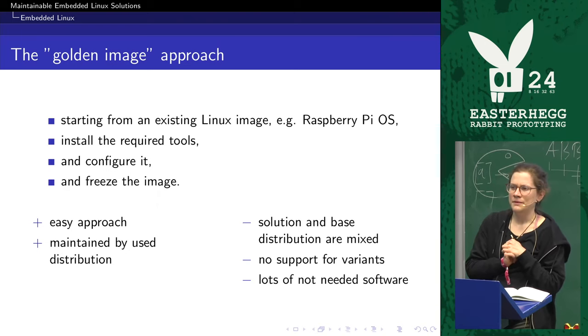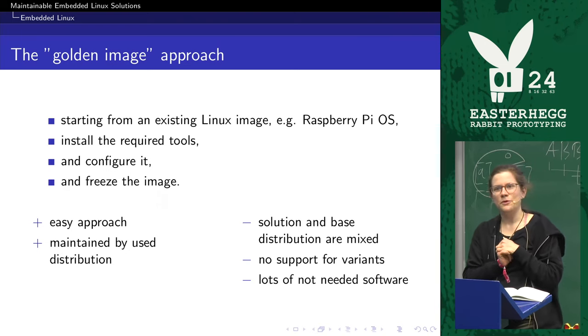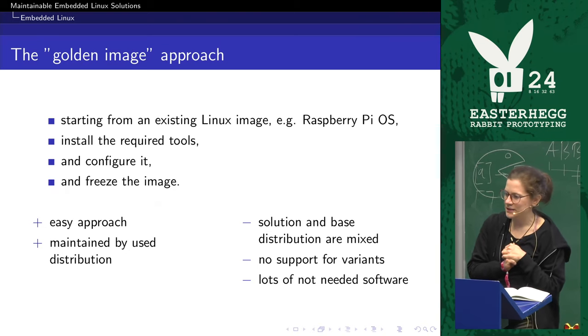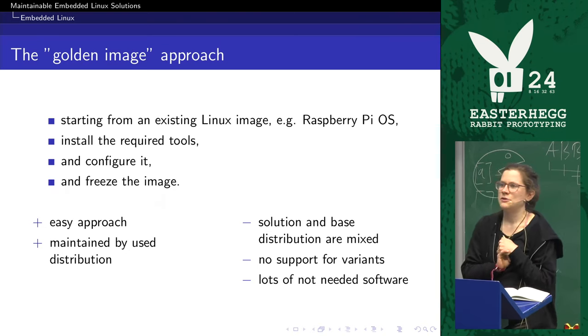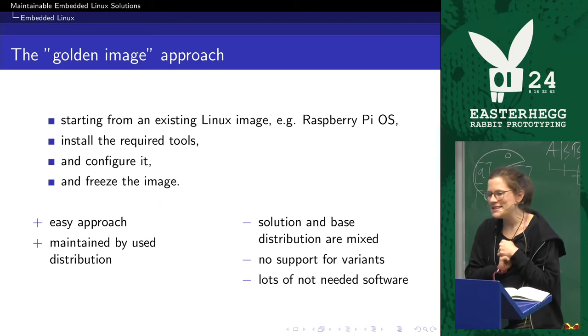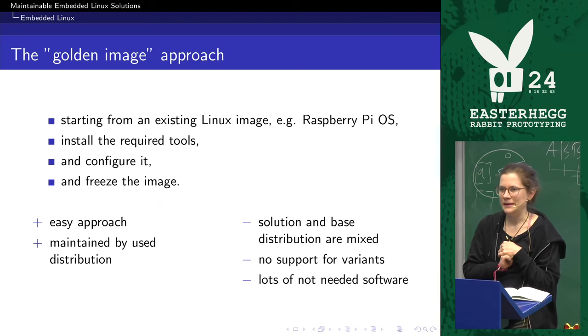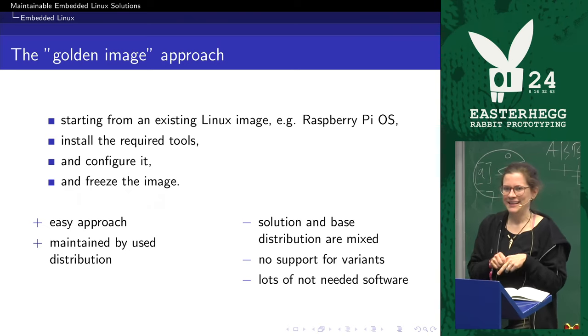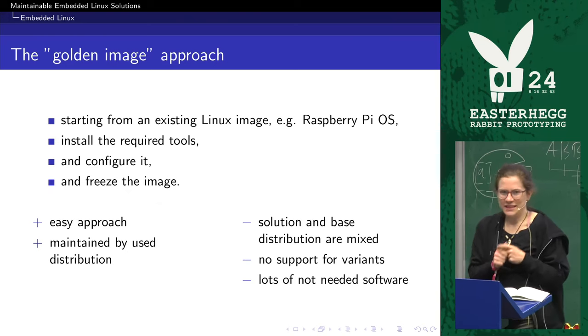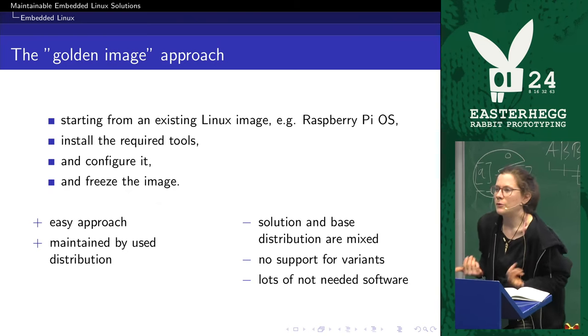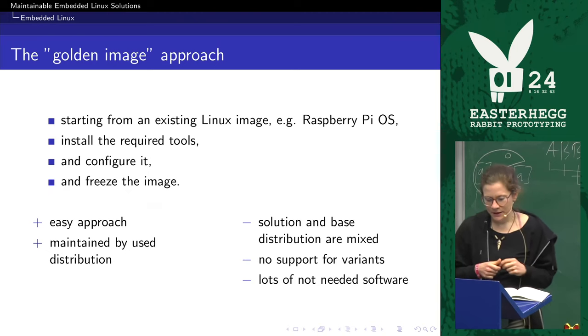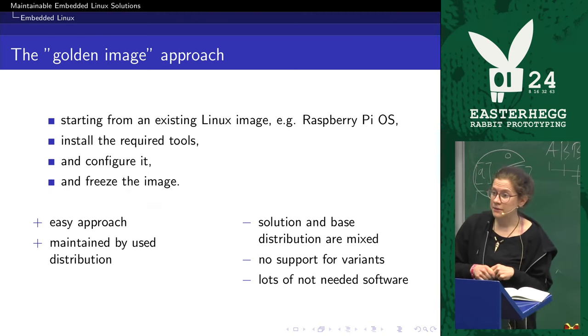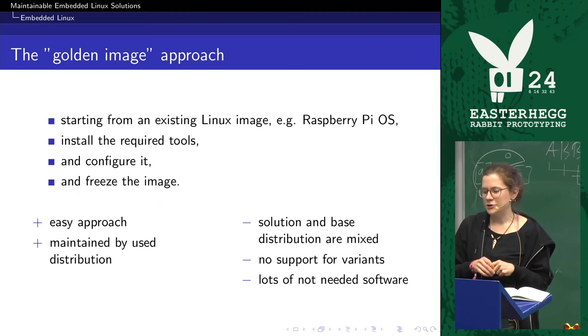And first of all, I said before, smaller is better. Now you're taking a distribution like the Raspberry Pi OS, so most likely many packages and many services will be included that you don't need. And so the startup time might be longer because you're starting, I don't know, OpenSSH, and you don't really need or want it. All such things will be included in your image nonetheless. So that's maybe not the best approach for a long-term supported system, but nonetheless, it's an easy approach, and it gets you something initially set up very quickly.